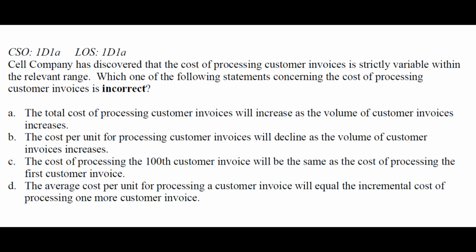Correct answer: B. The cost per unit of a strictly variable cost remains constant, so it does not decrease as activity increases. Hence, option B is the incorrect statement.